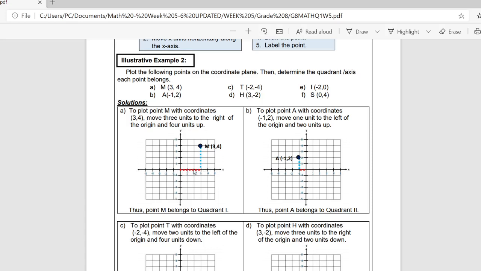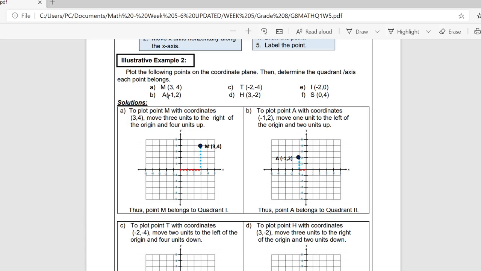So we have 1, 2, 3. And your ordinate is positive 4, so it means going above the x-axis. So 1, 2, 3, 4. That is your point there. So this point is 3 units right of the y-axis and 4 units above the x-axis, and it belongs to quadrant 1.